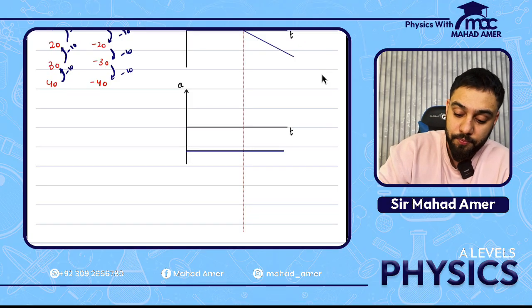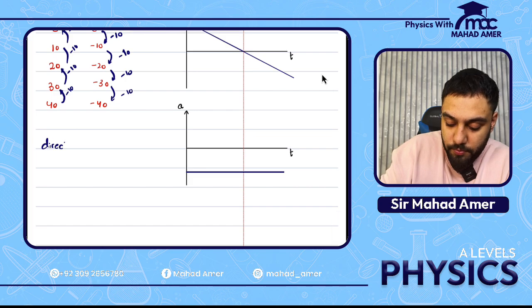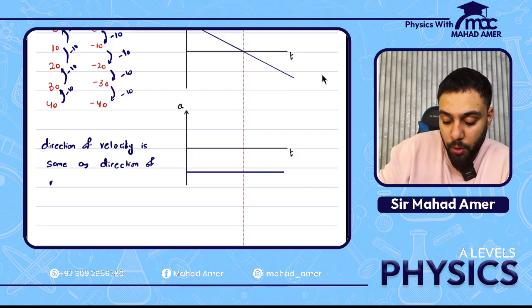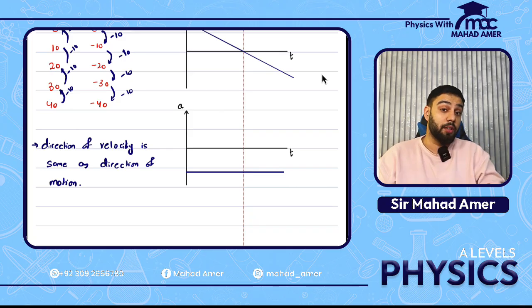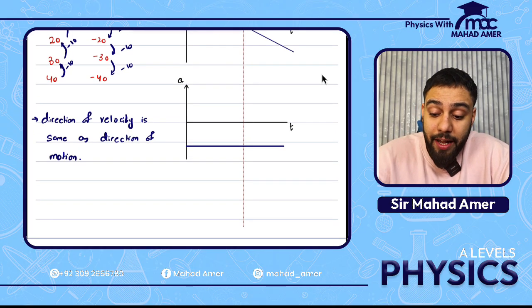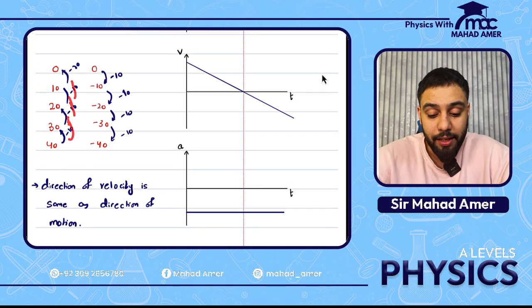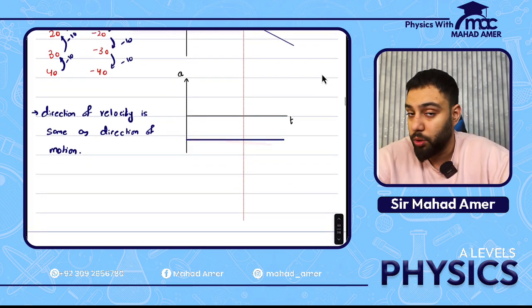Need to remember one thing: the direction of velocity is the same as the direction of motion. If an object is going in the positive direction, velocity is positive. If an object is going in the negative direction, velocity is negative. That's for sure always. But acceleration refers to the change in velocity. So if an object is changing velocity negatively, or gaining velocity negatively downwards, the acceleration time graph is going to be a straight line always.